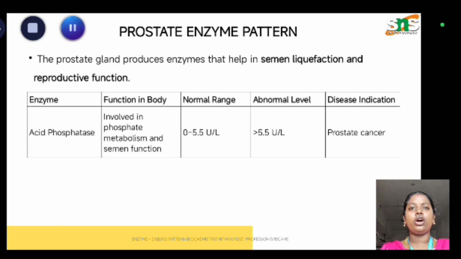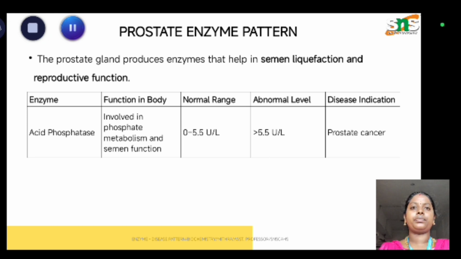the phosphate metabolism and semen function, where semen motility and semen liquefaction property are involved. The normal range is 0 to 5.5 U per liter. Abnormal values above 5.5 U per liter indicate prostate cancer. This prostate cancer mainly affects men above the age of 50 or 60 years, because of the gradual decrease in the enzyme activity of acid phosphatase. And moreover, a specific antigen is found in the prostate, that is prostate specific antigen, PSA, and this antigen is also monitored for any functioning and malfunctioning of the prostate gland.